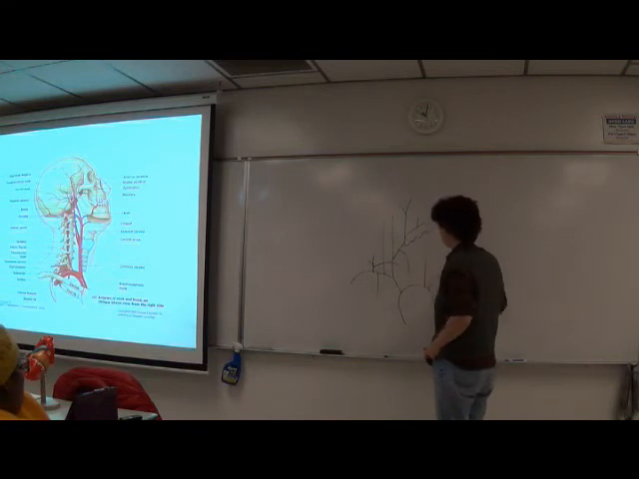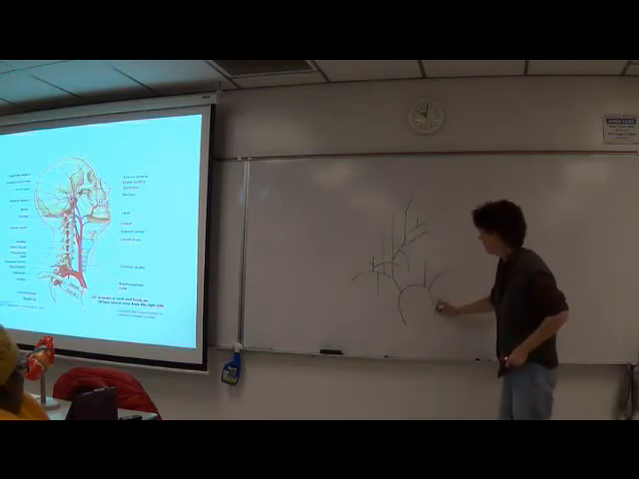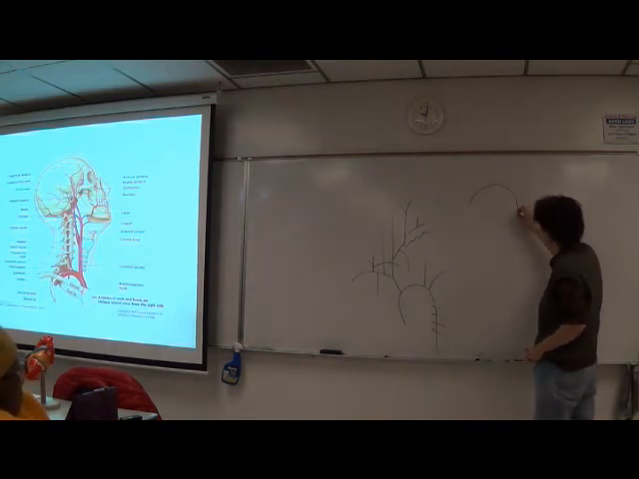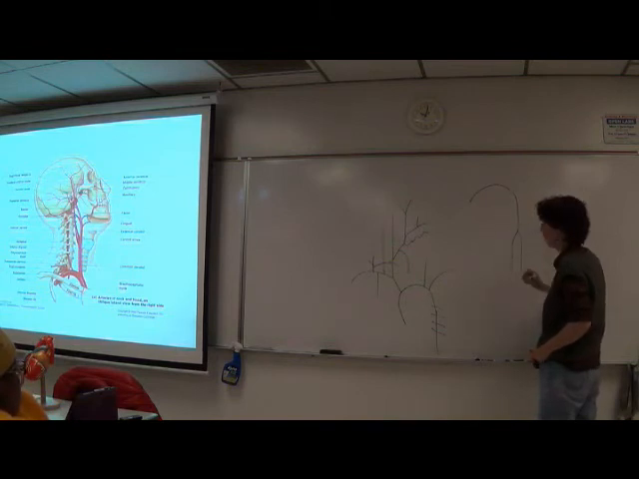Left common carotid, left subclavian. Descending aorta, intercostals. Subclavian, axillary, brachial, radial, ulnar.